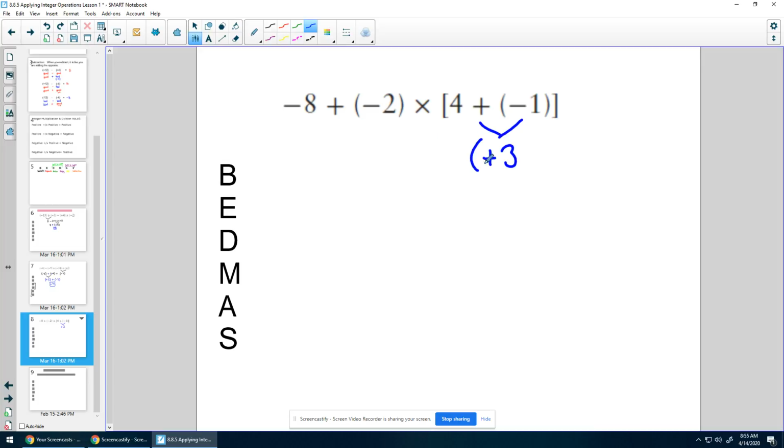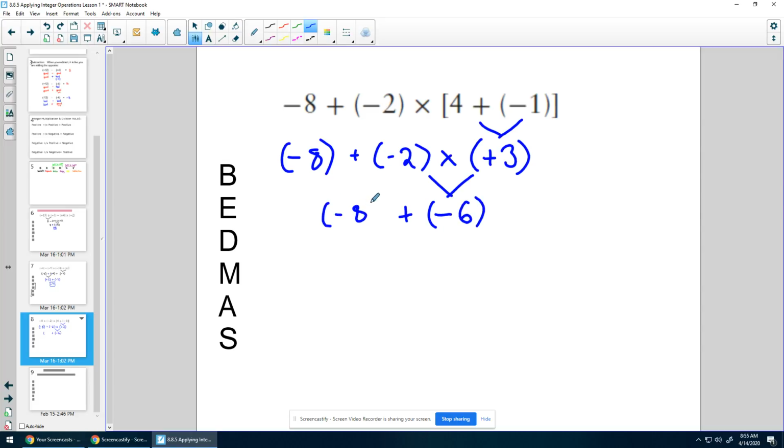And then we will drop everything else down. Okay, next step. No brackets left, no exponents, no division, multiplication. Yep. Negative 2 times 3. Integer rules, negative times positive gives me a negative. 2 times 3 is 6. Drop down our last step.